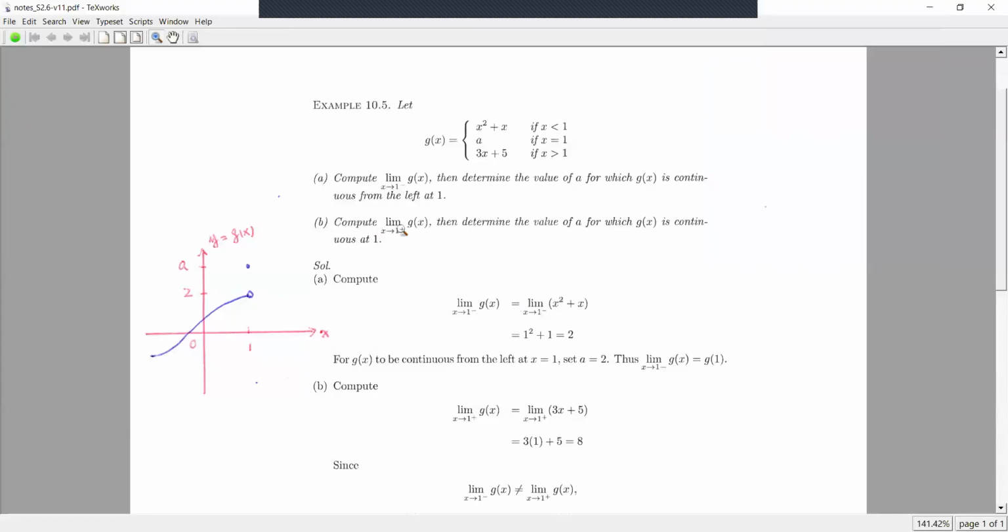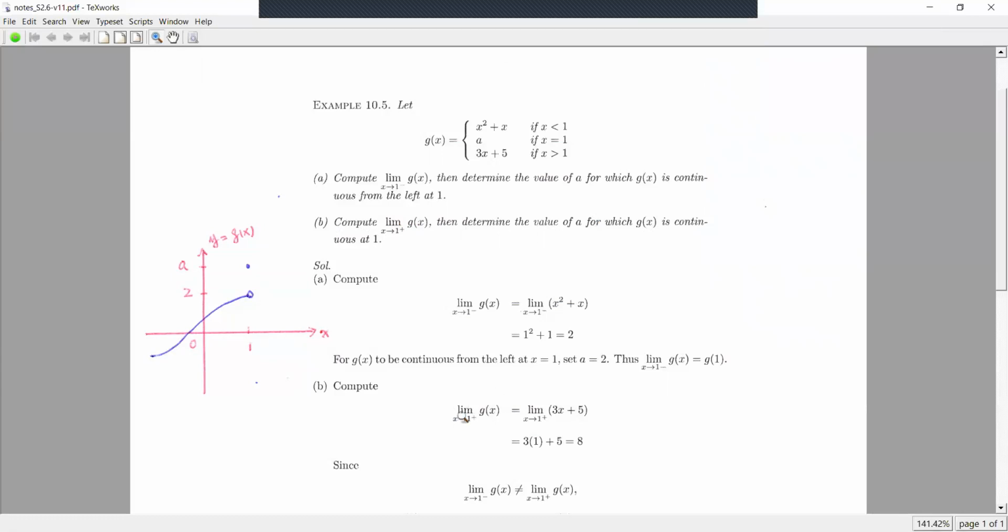Part B. Compute the right-hand side limit at 1. Then determine the value of A for which the function is continuous at 1. This continuity is both-sided continuity. That means continuous from the left side and at the same time continuous from the right side.